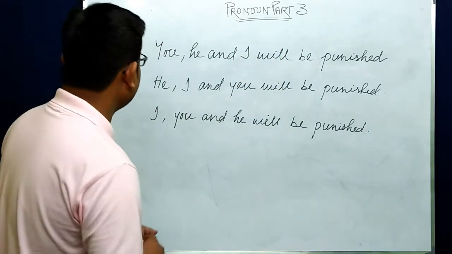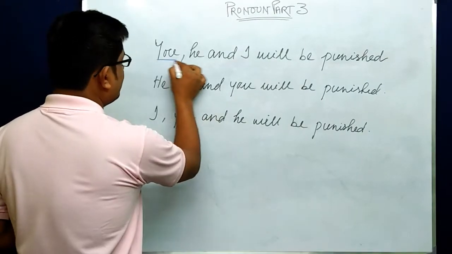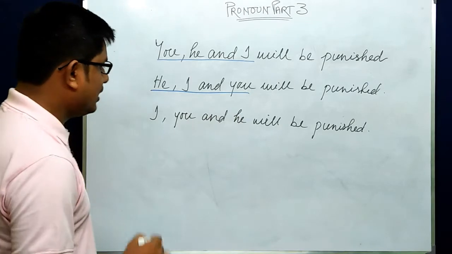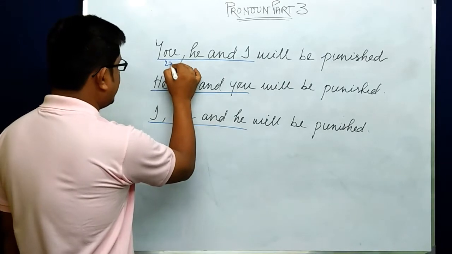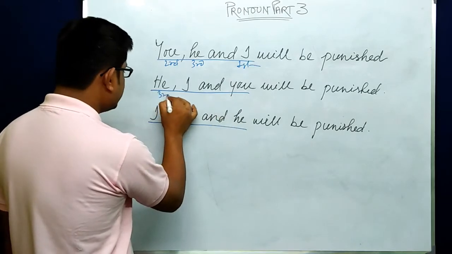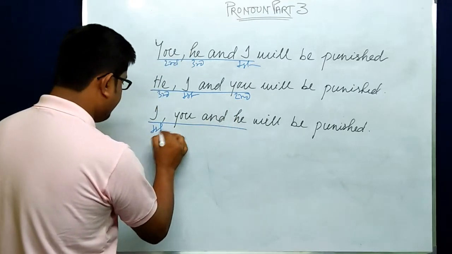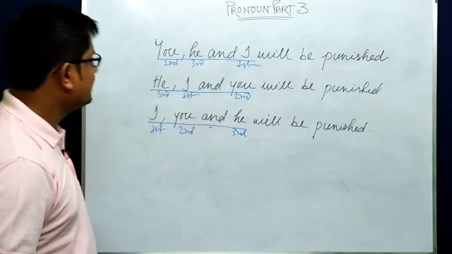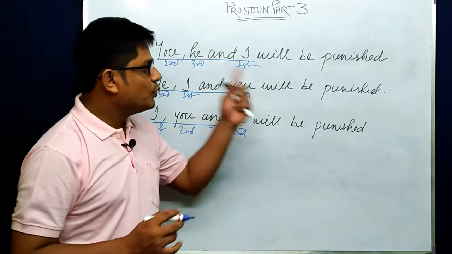Look at this board and we have this sentence. You, he and I will be punished. The second sentence is he, I and you. The third one is I, you and he. So this is second person, this is third person, this is first person. Again, this is third, first and second. And over here, first, second and third, right? So in the first sentence, you, he and I, second person, third person and first person will be punished.